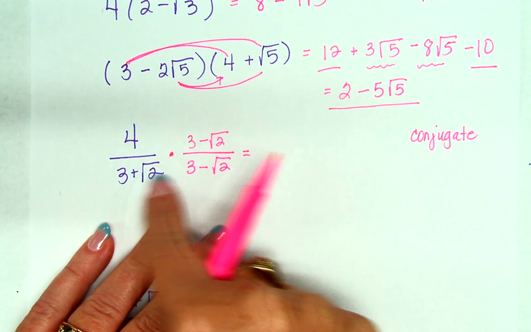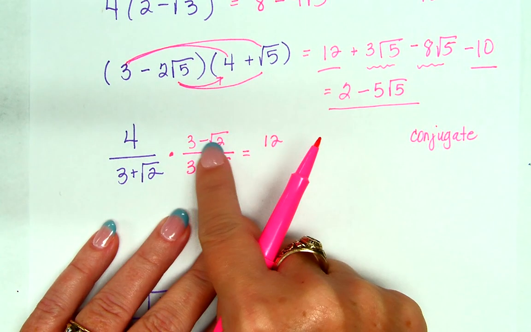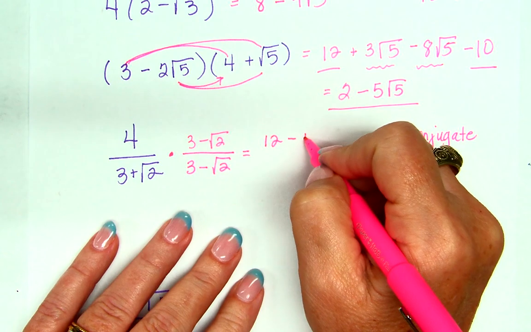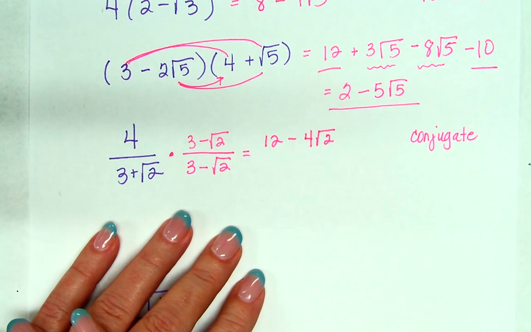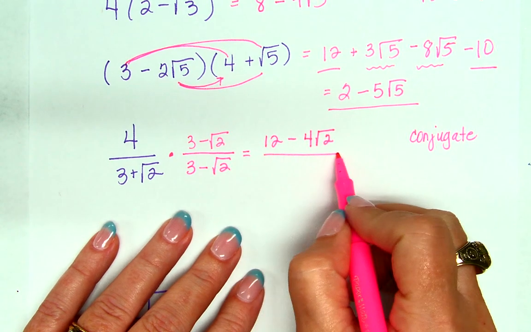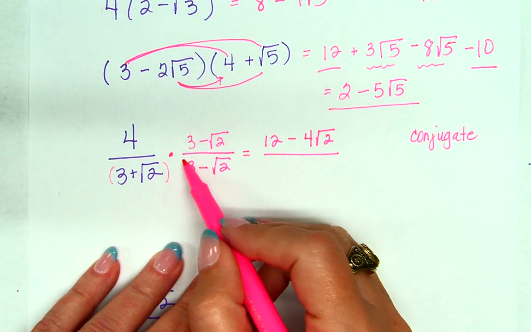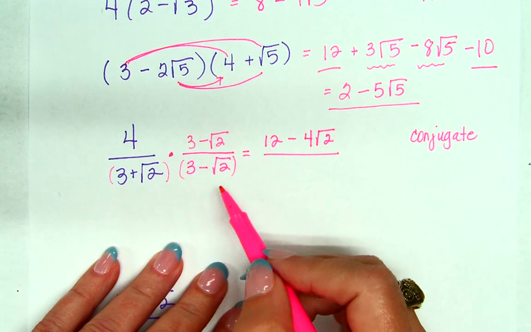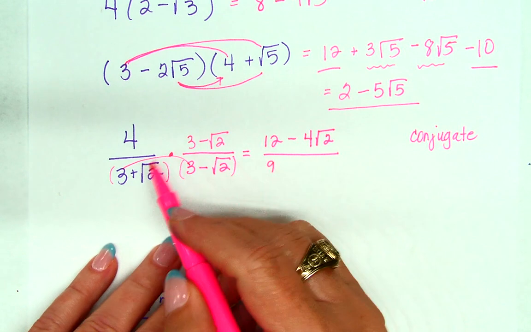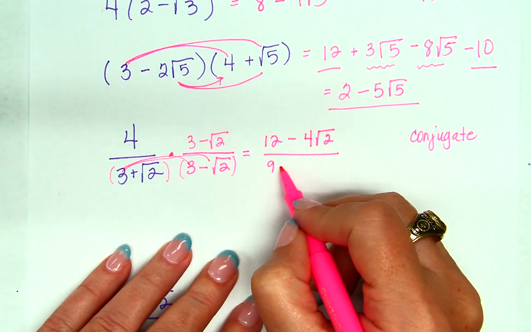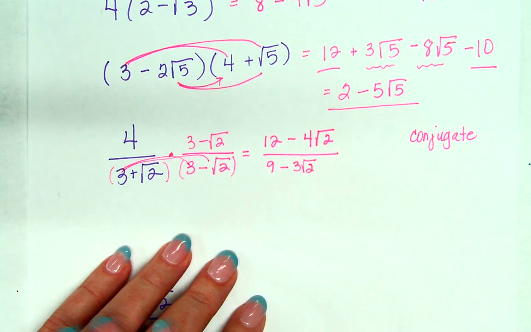Well, I'm multiplying, right? So multiply straight across. So what's 4 times 3? 12. What's 4 times negative root 2? Negative 4 root 2. Okay so far? Yes, ma'am. Now, if there were parentheses, it might be a little clearer what to do, right? I just distribute. What's 3 times 3? 9. What's 3 times negative root 2? Negative 3 root 2.